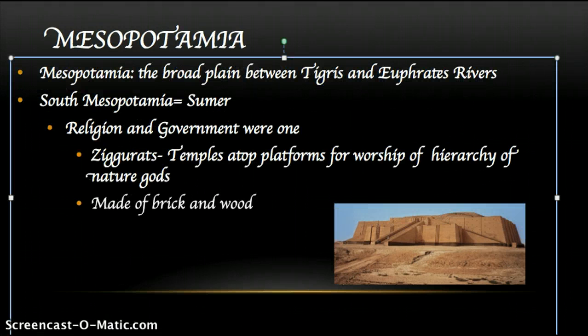Okay, let's discuss our first civilization, Mesopotamia. Mesopotamia is the broad plain between the Tigris and Euphrates rivers. The first civilization arose in the southernmost part of Mesopotamia and is called Sumer. Here, religion and government were one. Sumerians worshipped a hierarchy of nature gods in temples atop huge platforms called ziggurats, which is pictured below. Ziggurats and other Mesopotamian architecture were made of brick and wood, so very little remains today.